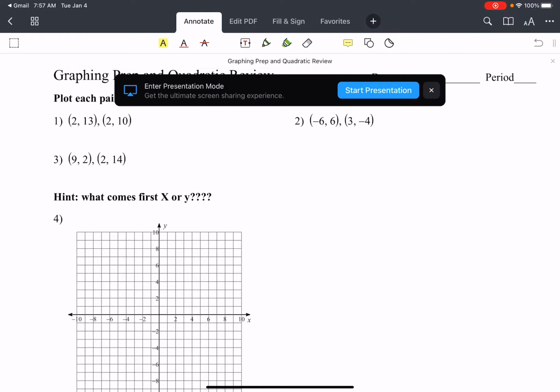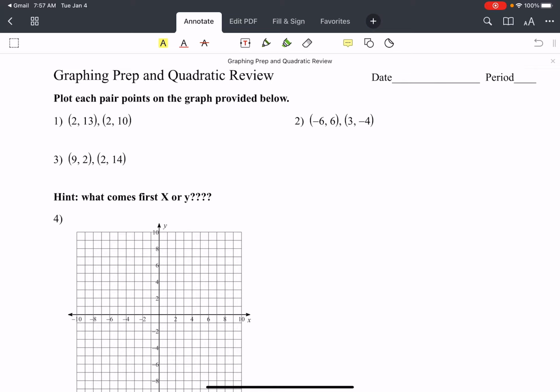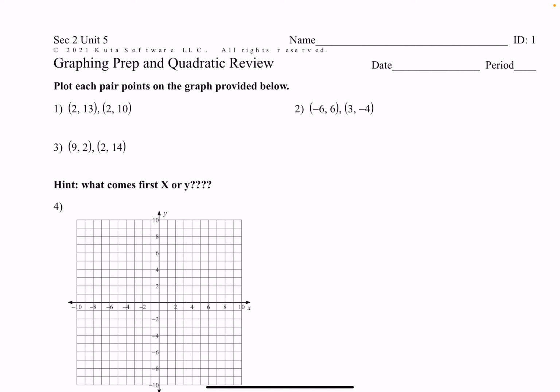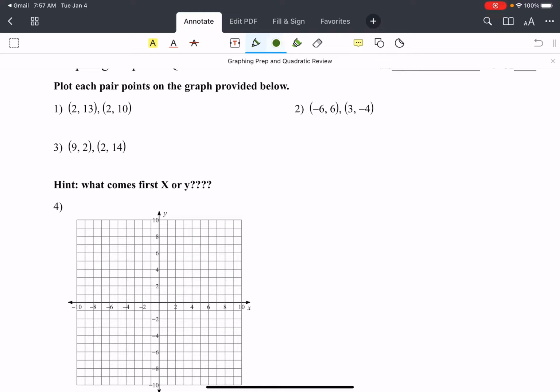Okay, so we're going to just do some basic graphing review. On this first one, it has 2 coordinate points. Anyone remember what comes first, X or Y, in a point? X, good. So in a coordinate point, when you're graphing it, it's X, comma, Y.